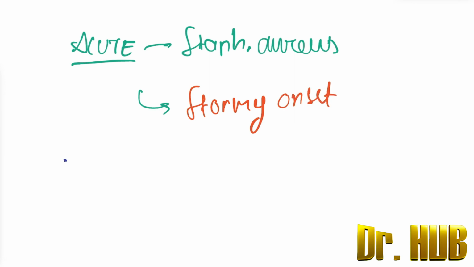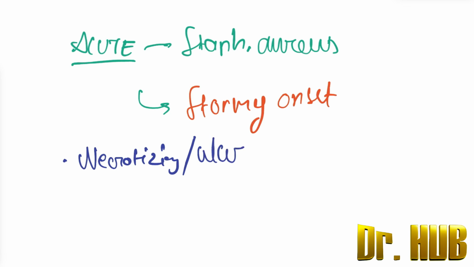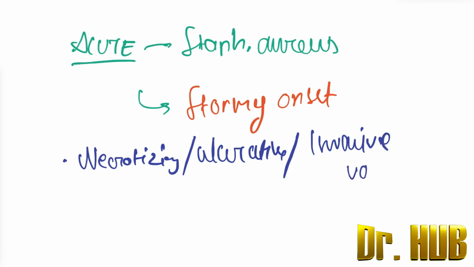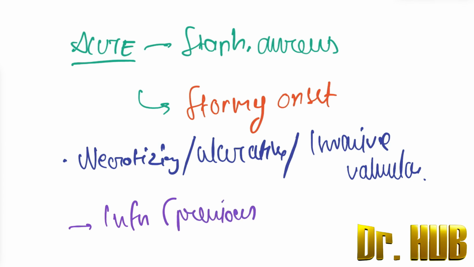Next, it includes the necrotizing, ulcerative and invasive valvular lesions. Now, what are the other things? There is infection on a previous normal valve. So this infection is on a previous normal valve.